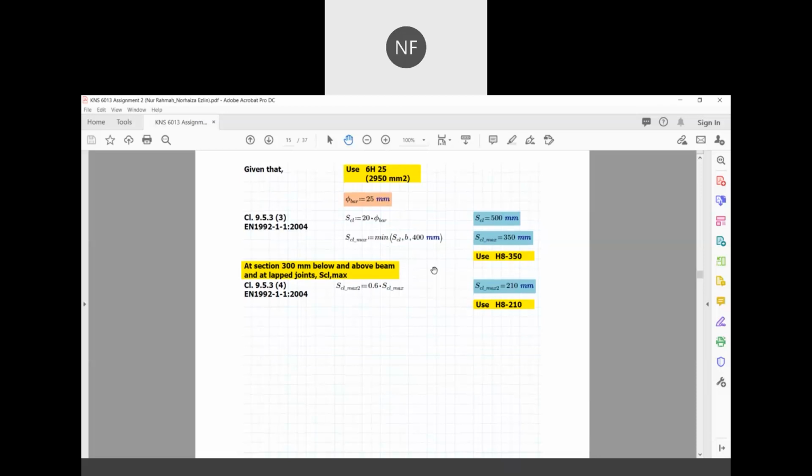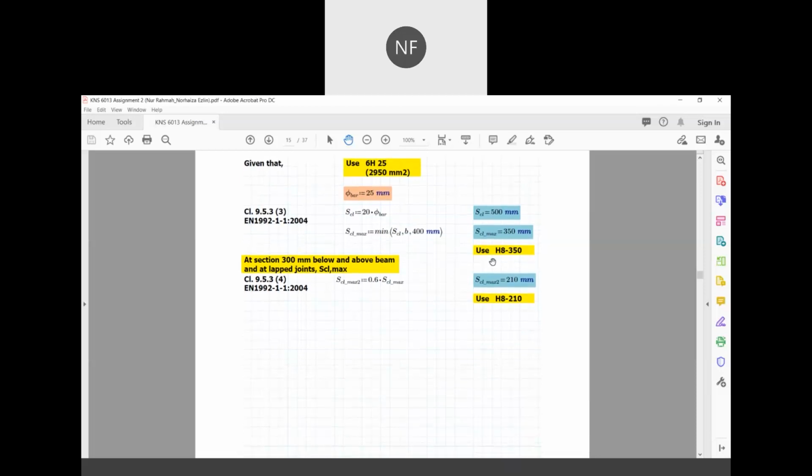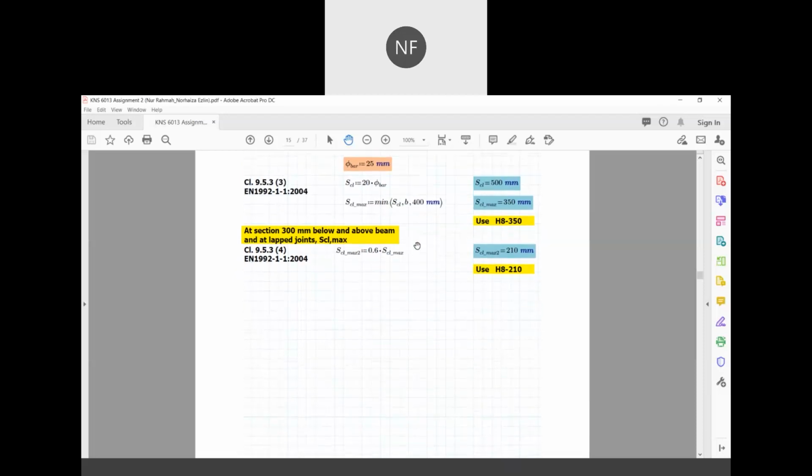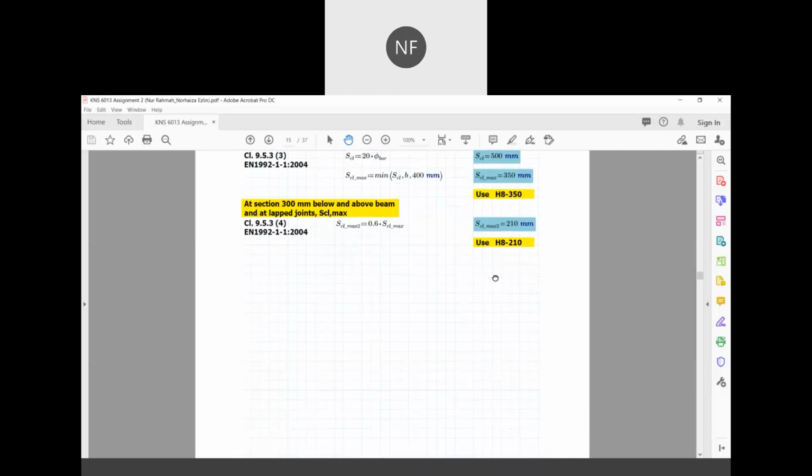So using the H at 350 mm, and at section 300 mm below and above beam and at lap joints, SCL max is equal to SCL max using the factor 0.6, and here we can obtain it is equal to 210 mm, and using the H at 210.